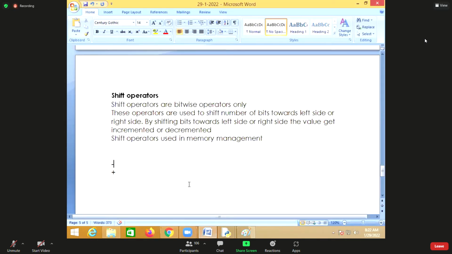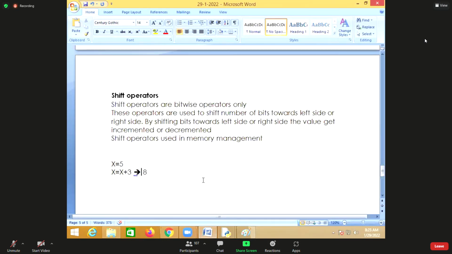I don't want to increment a value with a value, but I want to increment a value by adding bits. For example, assume that x equal to 5. I want to increment x by adding 3. Then I can say x equal to x plus 3. What is the value of x here? 5. So 5 plus 3 becomes 8.